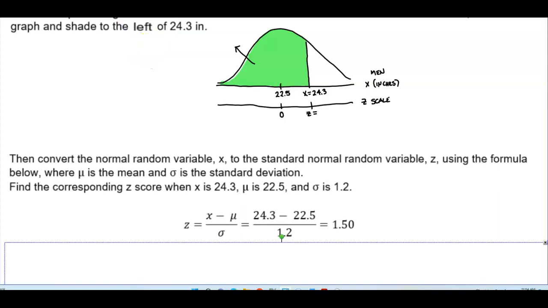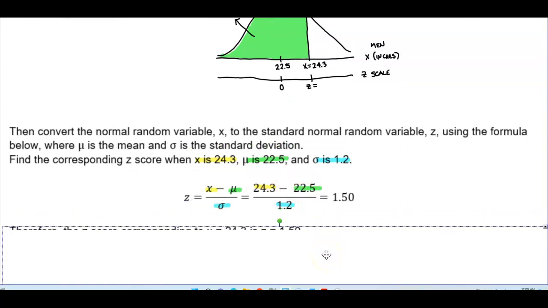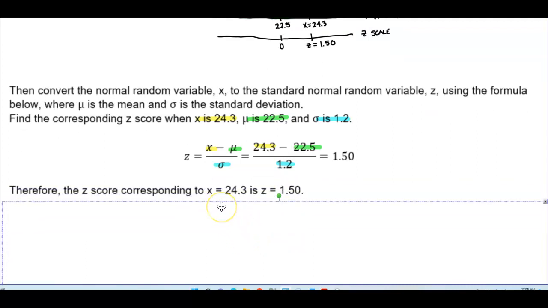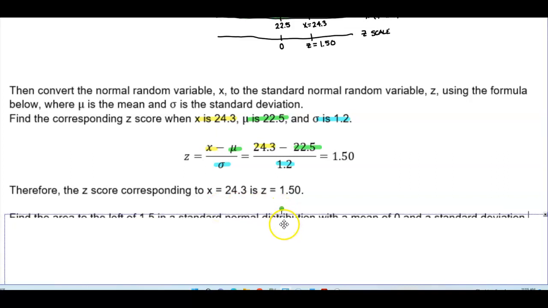First, x, the data value, is 24.3. We know that the mean is 22.5 and the standard deviation is 1.2. If we put that into our calculation, we take 24.3, subtract 22.5, and divide by 1.2, and we get a z-score of 1.50. So the z-score corresponding to x equals 24.3 is 1.50.